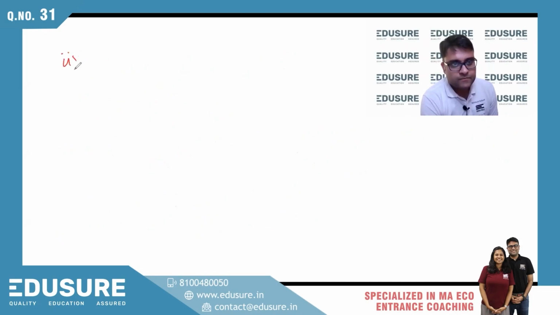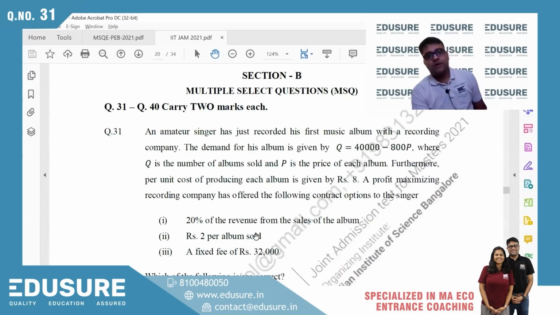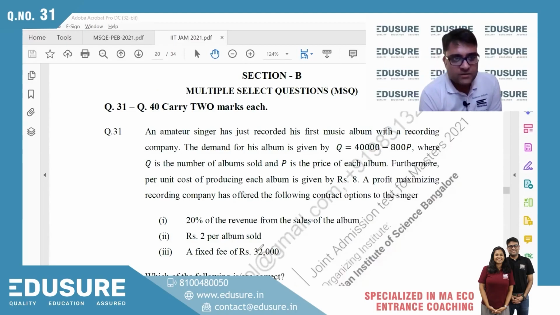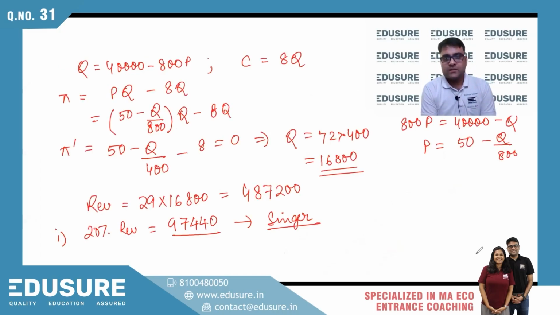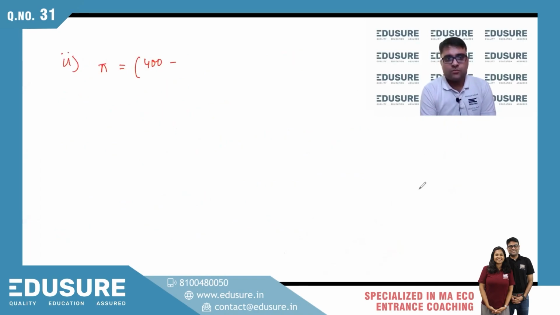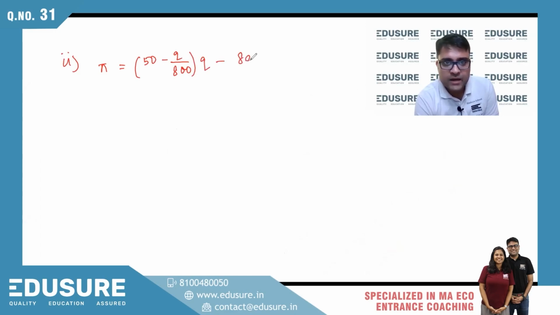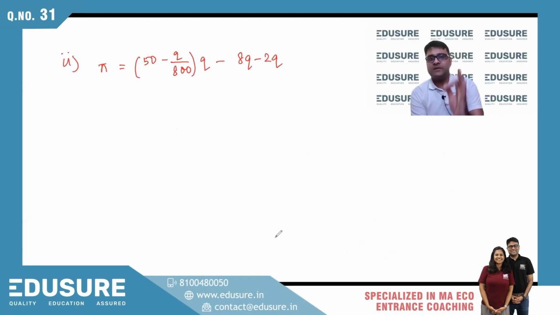Second में क्या है? Second में ₹2 per album sold. ₹2 per album sold basically means profit will now be price, 50 minus Q by 800, multiplied by Q minus 8Q minus 2Q, which has to be paid to the singer. Per album 2 rupees is paid to the singer.